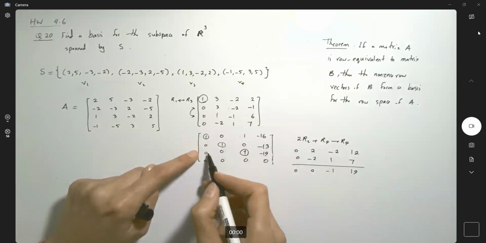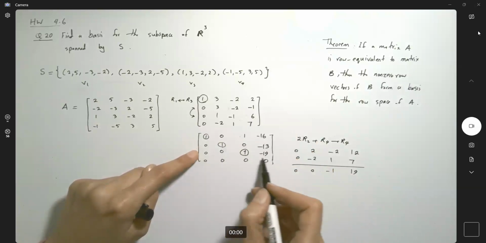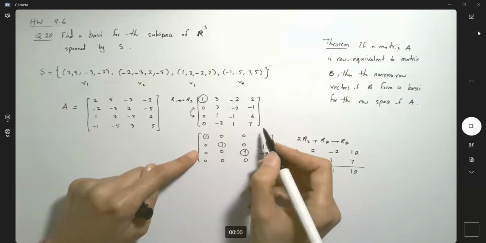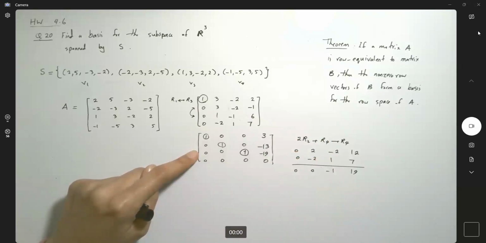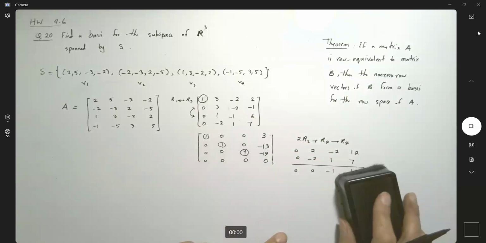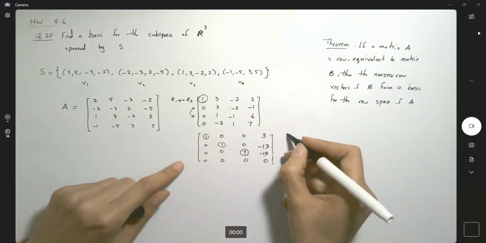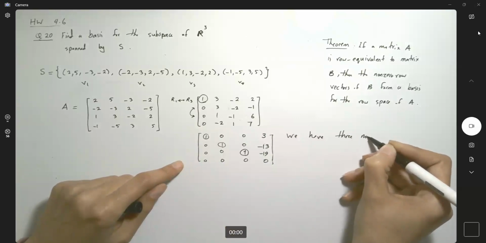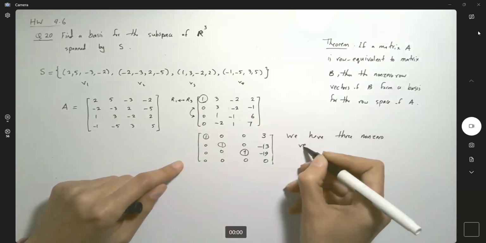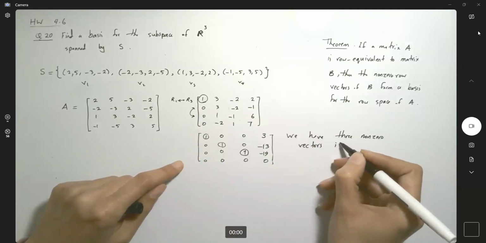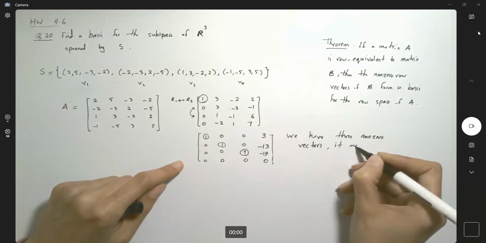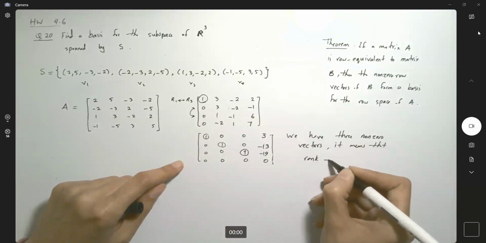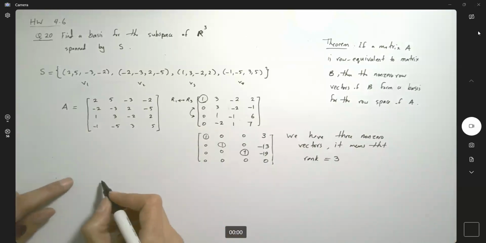Perfect. And if I multiply this by negative 1 and add it to the first row, this becomes 0, and this becomes 3. Very good. So we are done. We have 3 non-zero vectors. It means that the rank is equal to 3.